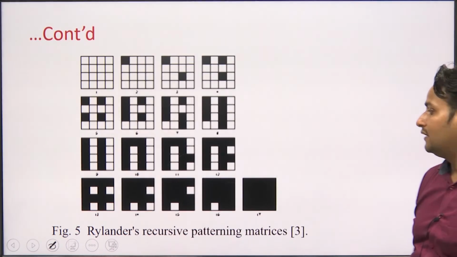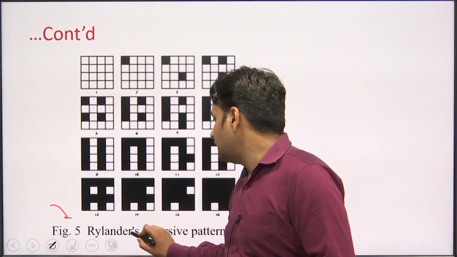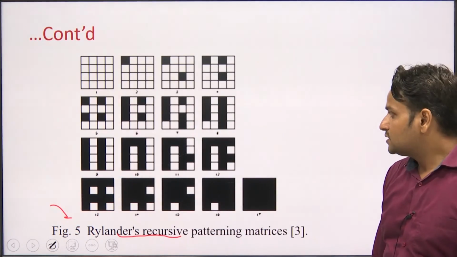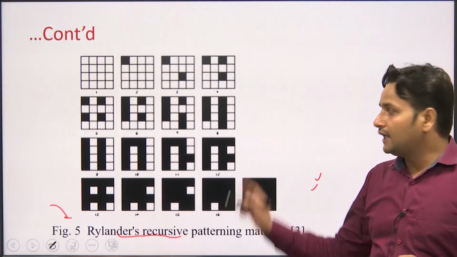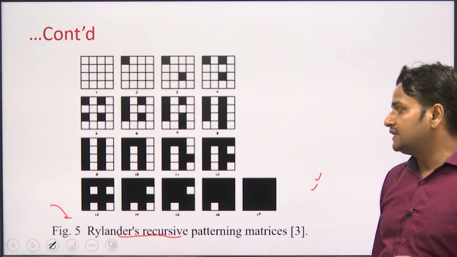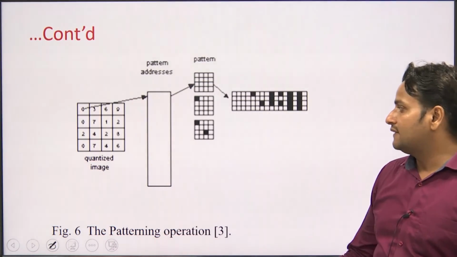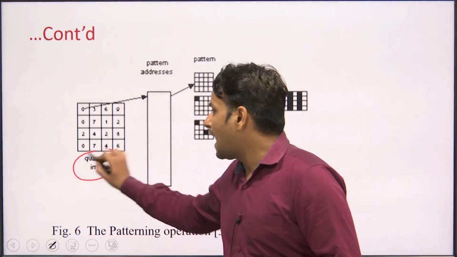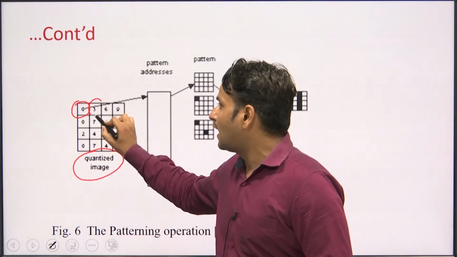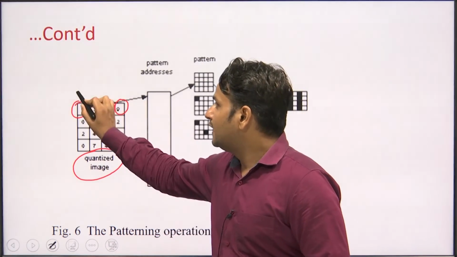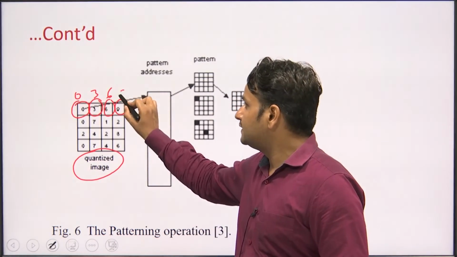Now, see how we can use the patterning process in digital halftoning. Here we are choosing Rylander's recursive pattern. In total we have 17 patterns, or matrices, and by arranging these patterns we can form the complete halftoning process in this manner. If we have a quantized image, each and every pixel has a different value. This pixel has a value of 0, this pixel has 3, this has 6 and this has 8.